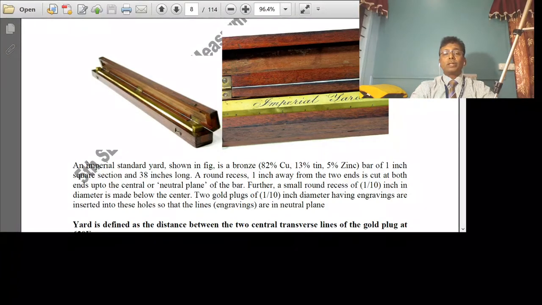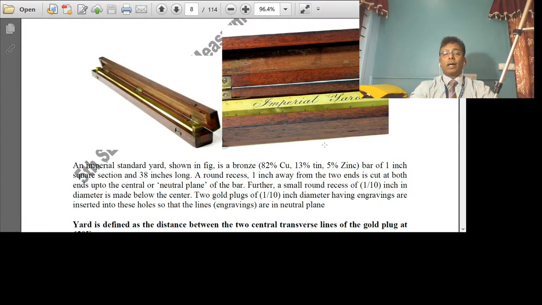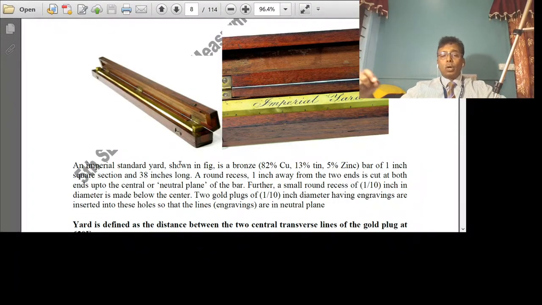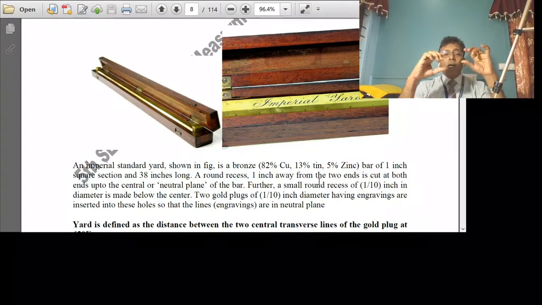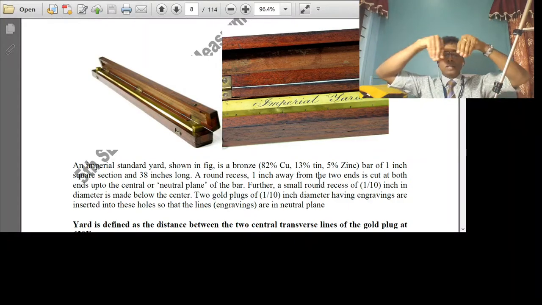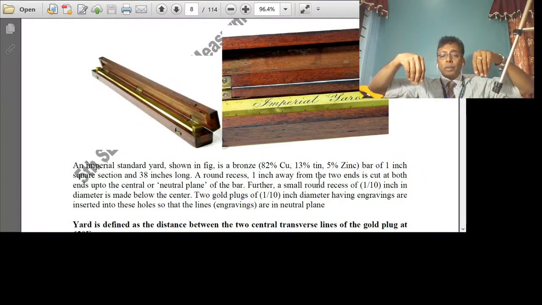Can you see this? Imperial standard yard. An imperial standard yard is defined as made of bronze, 82% copper, 13% tin, 5% zinc bar, of 1 inch by 1 inch, that is 1 square inch cross section, and 38 inches long, with a round recess. Can you see this round recess? There are two recesses here. A round recess, 1 inch away from the end on both sides, is cut at both ends up to the center, in the central neutral plane of the bar.